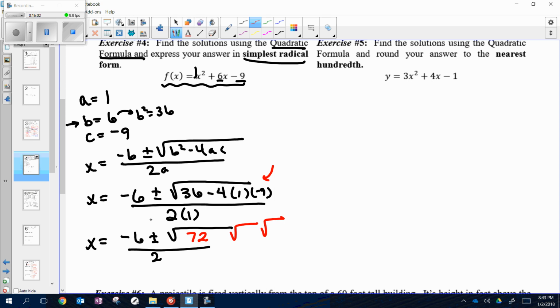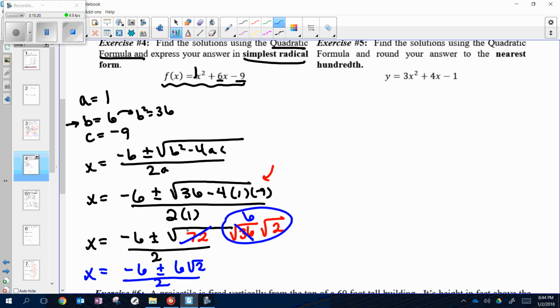72, if I started dividing by 2, I'd get a 36 right away. And 36 is a perfect square. That's not too bad unless you're really bad at dividing. So the square root of 72 is now 6 rad 2 over 2. And if you remember, after we simplify the radical, we simplify the fractions next. And we're looking for simplest radical form.